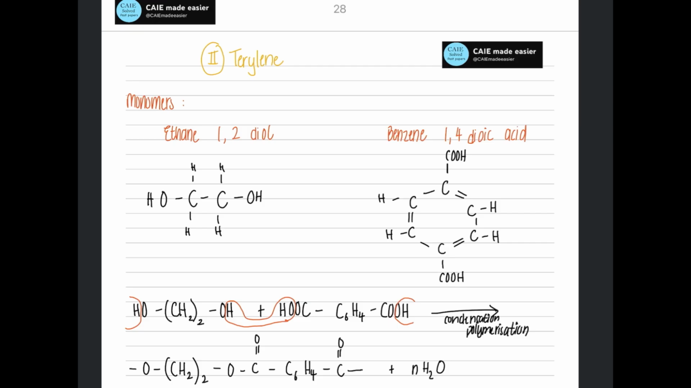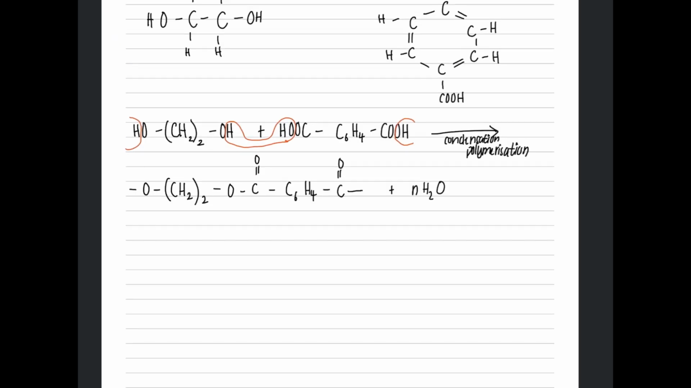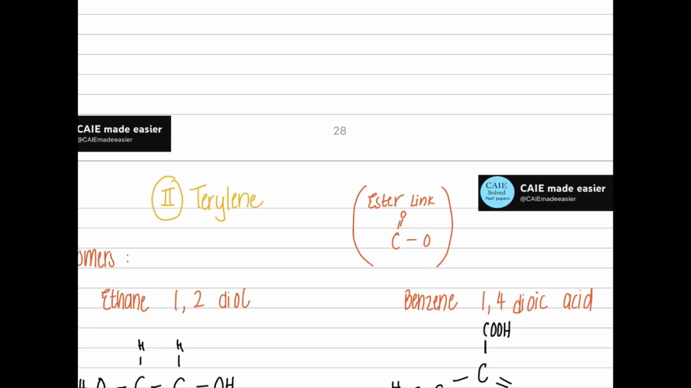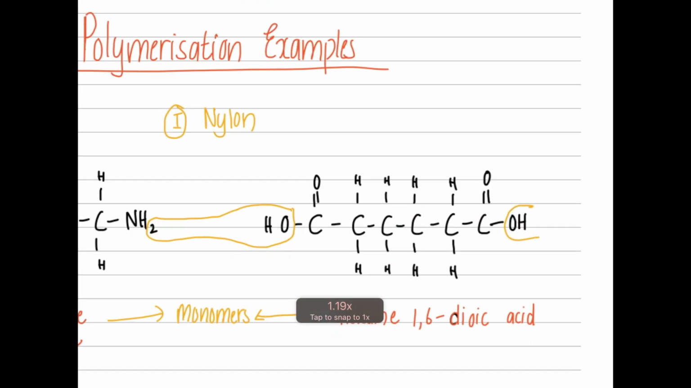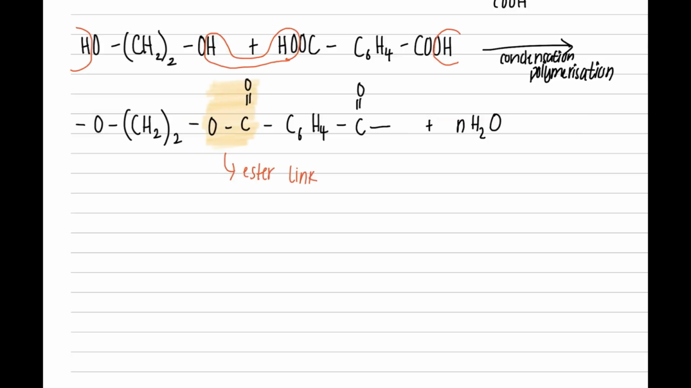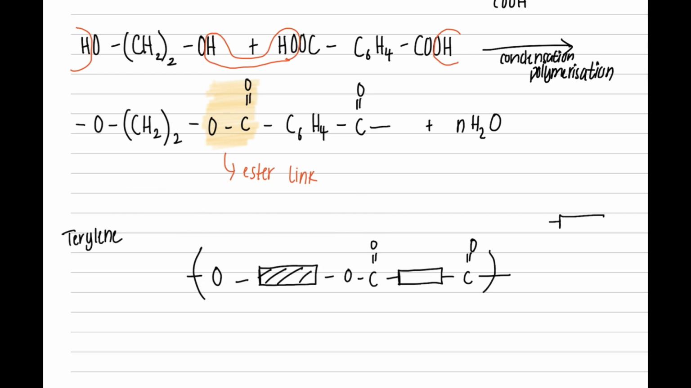Now in nylon we studied the amide linkage. What about in terylene? We have an ester link. So we can say that terylene has an ester link and an O. It's an important thing to remember. And nylon has an amide linkage H. That is for nylon. We can also write this as, so this is the structure of terylene. We'll label our key. It's important to label it.